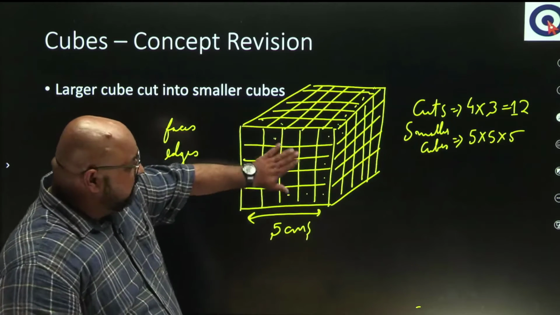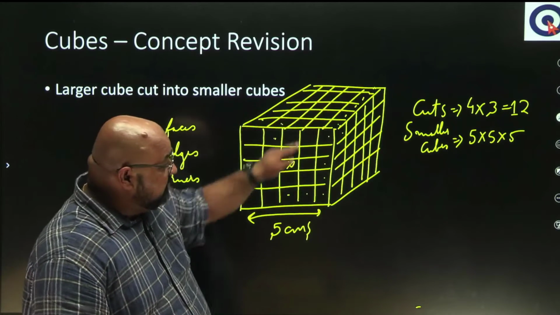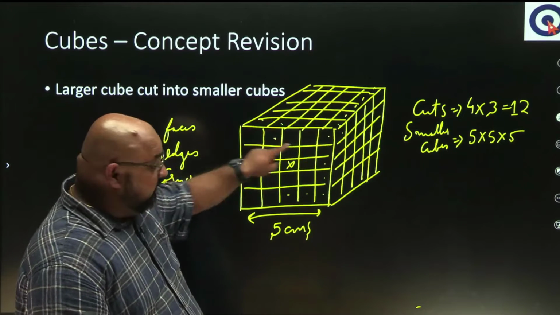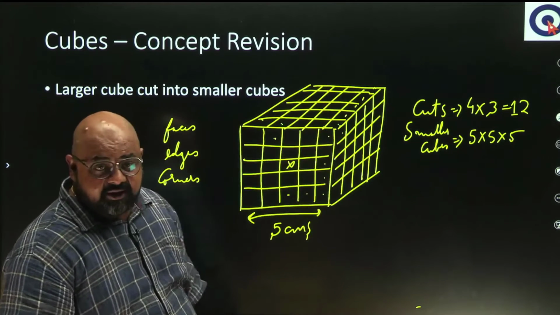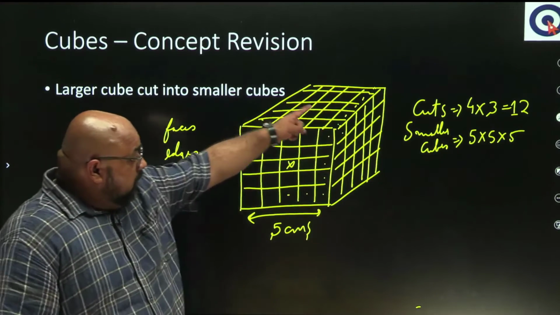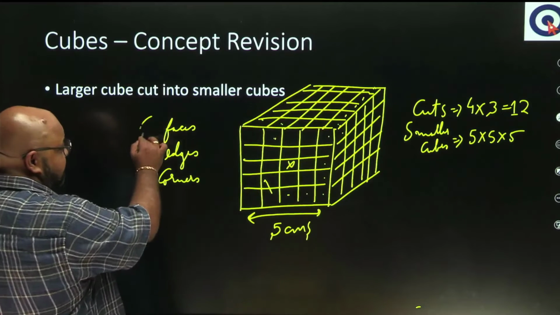Faces are this part, the flat part. Edge is this line where these two faces meet, and the corner is this point where three faces are meeting. How many faces for a cube? 4 on the side, 1 in front, 1 at the back. So every cube will have 6 faces.